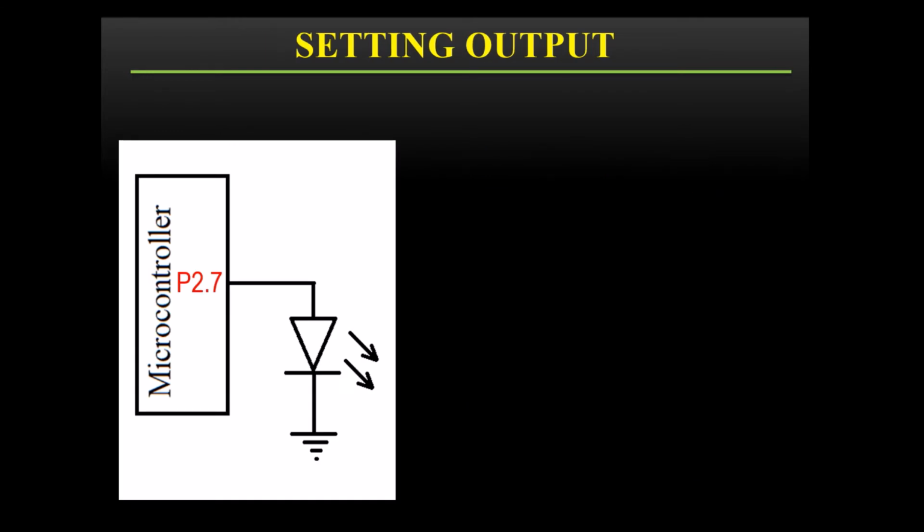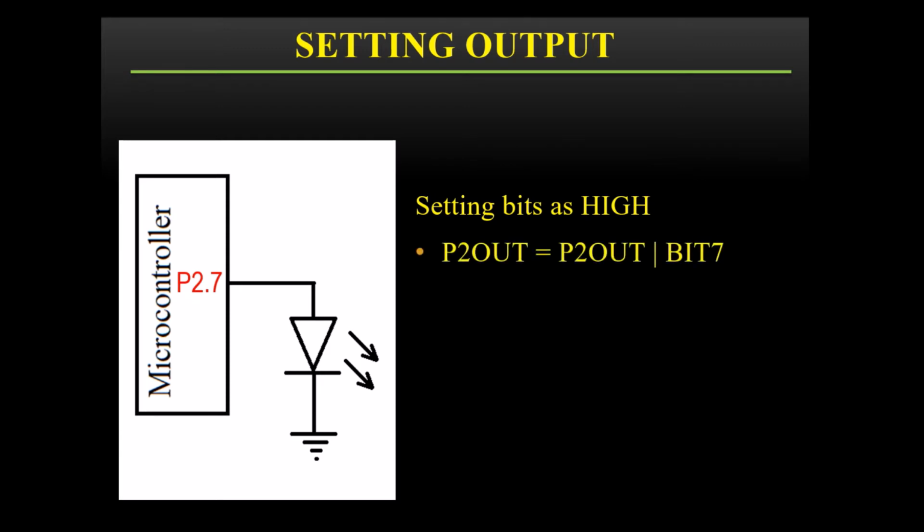Suppose we want to connect an output device to one of the pins of the MSP430 microcontroller and we want to set or clear the respective pin. In case we want to make P2.7 high, then we have to execute the command P2OUT = P2OUT | BIT7.